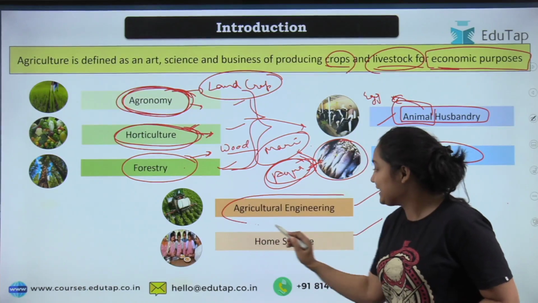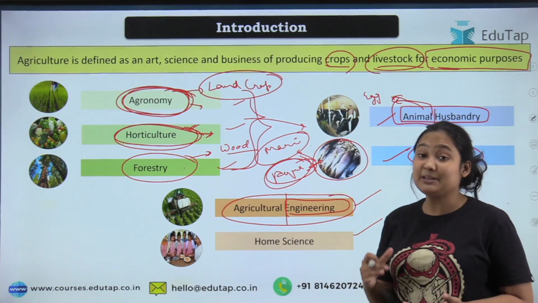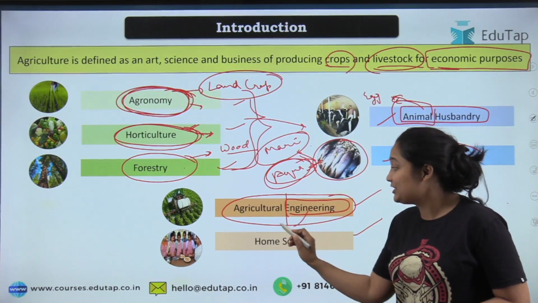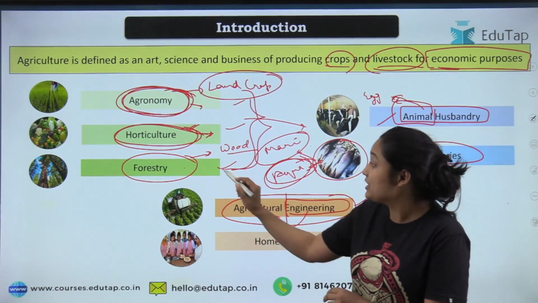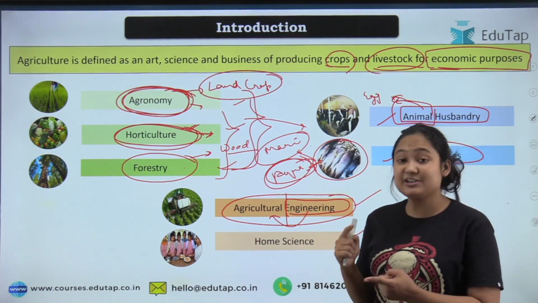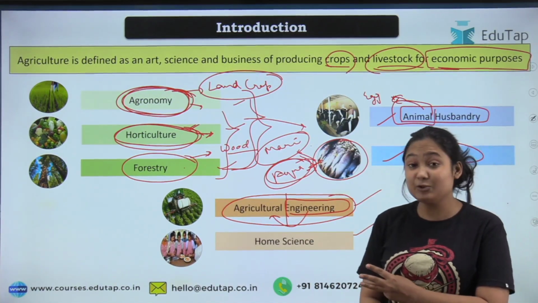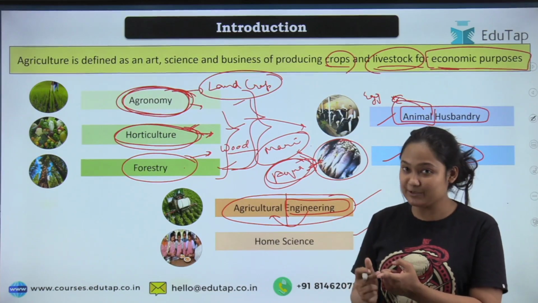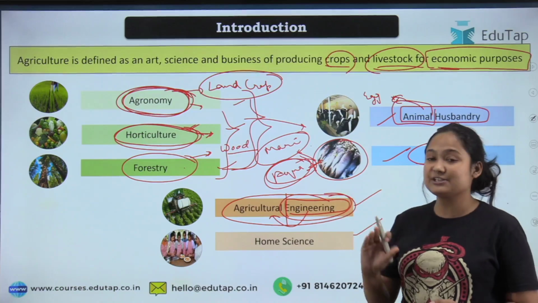Now moving to agriculture engineering, as the name suggests. See, engineering, that means we will deal with machinery. And what kind of machinery? Agriculture machinery. So any kind of machine that is used for agriculture, such as farm machines. At the time of cultivation you need machines, after cultivation you need machines, for harvesting you need machines, to maintain the product you need machines. So all the machinery that is required comes under agriculture engineering.